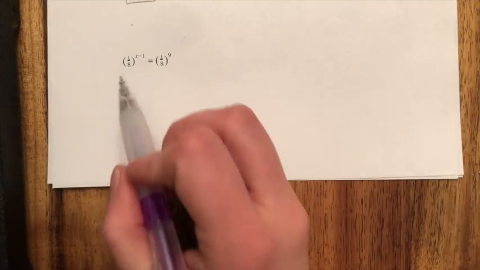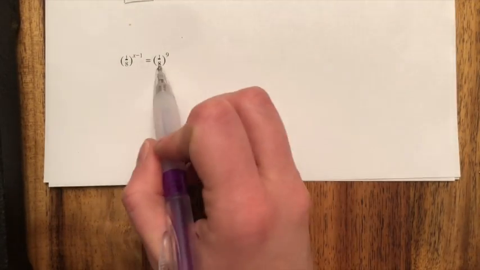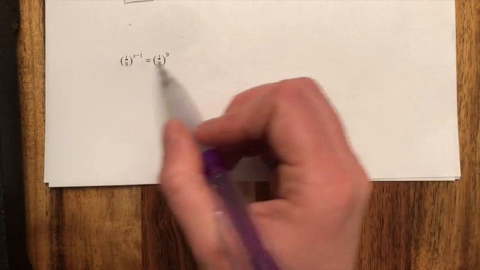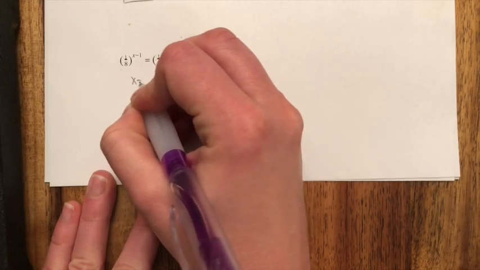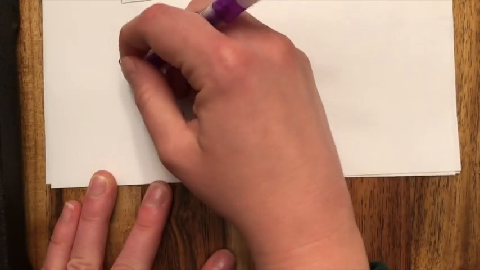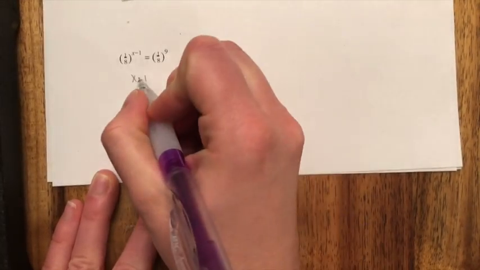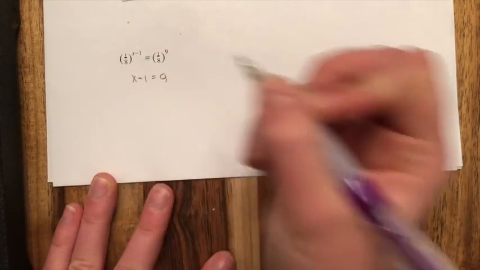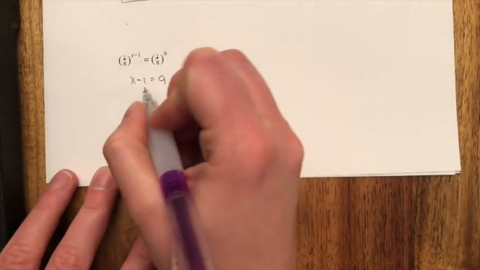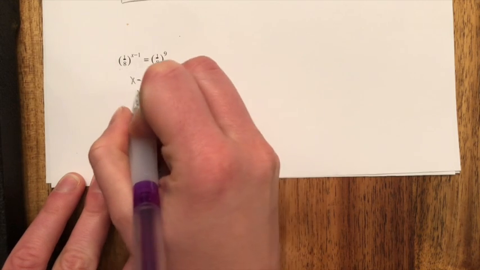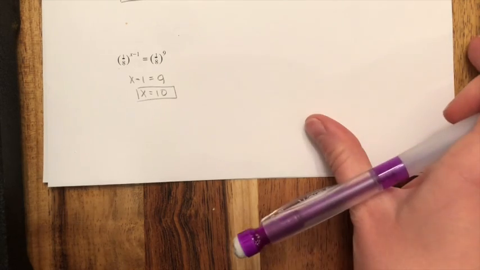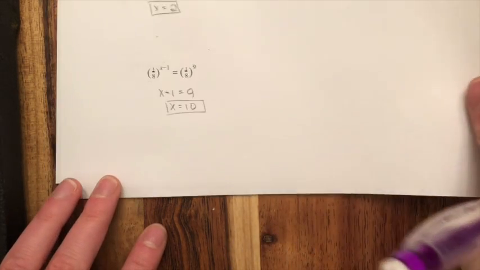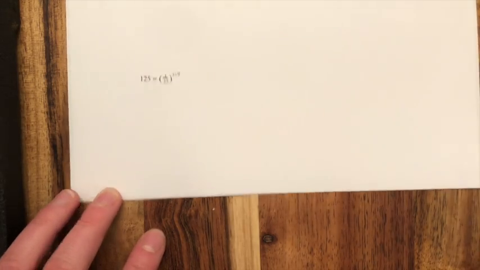And then this one, we've got 1/8 as our base on both sides, so it looks a little bit more complicated, but they're still the same base. So the process is still the same. We say the exponent on the left side has to equal the exponent on the right side. If we add 1 to both sides, we get that x has to be a 10 in order for those 2 things to match. So that's our first case.